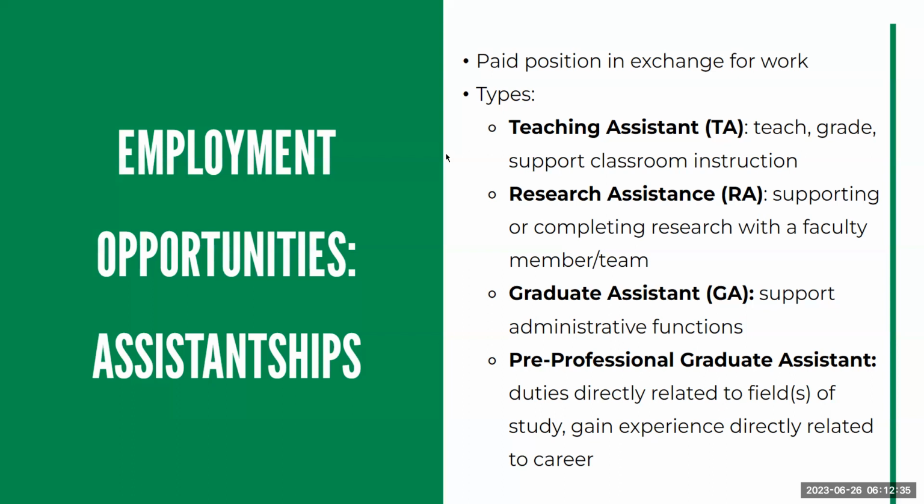Graduate assistantship positions support administrative functions, and there's a wide variety of different positions that would fall under the GA position. So there's a lot of different things you could be doing. For example, one GA student might be working with the admissions office, and then another one might be working with the university's IT or information technology department.